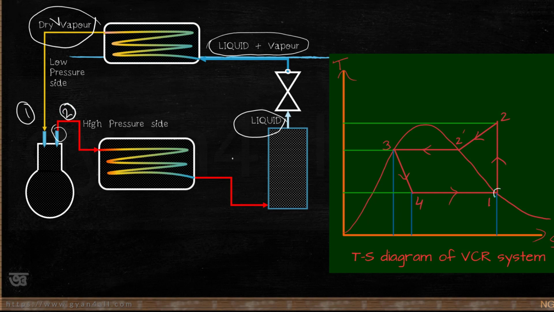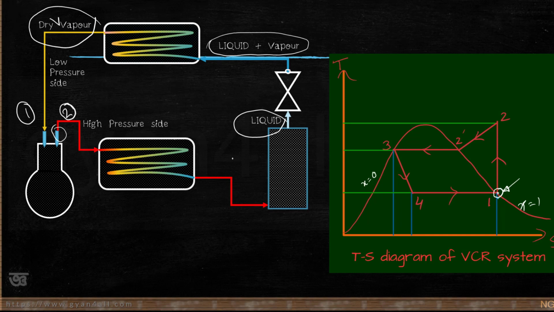At state 1, what is the condition of the vapor? This is x equal to 1. And this line is x equal to 0. Liquid line and vapor line. So dry vapor at point 1, that means it enters into the compressor. And after compression, it is called the isentropic compression.